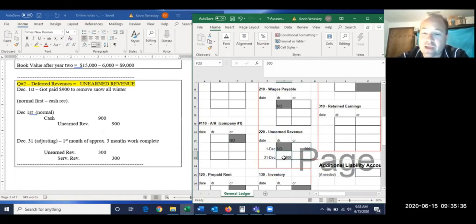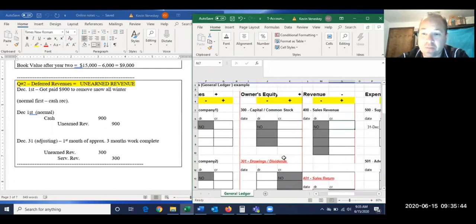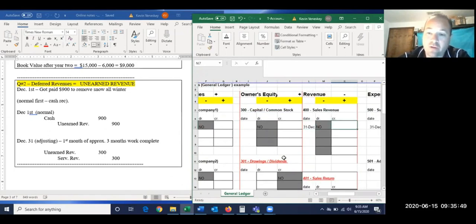And then we ask ourselves, okay, what did we get? We got a reduction on what we owe. Why? It's because I did my job. My job is shoveling snow, and on 12/31, I have now earned 300 of that 900. Whether I did it 1 time or 5 times doesn't really matter, because I'm breaking it up equally each month. So I've earned $300 by the end of December.